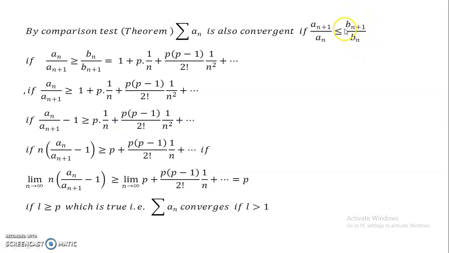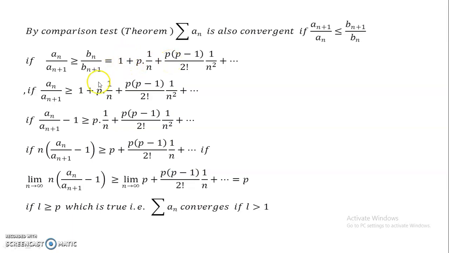Now I can see the behavior of this bₙ₊₁ by bₙ, as we know that aₙ by aₙ₊₁ is greater than or equal to bₙ by bₙ₊₁, which is equal to this series that we have expanded already.